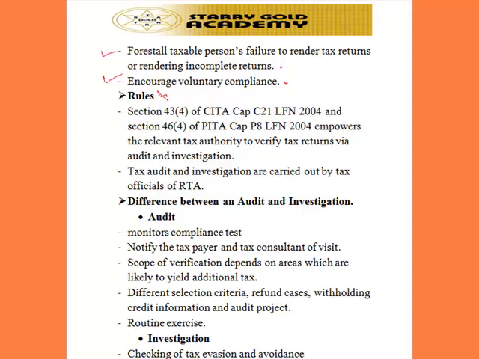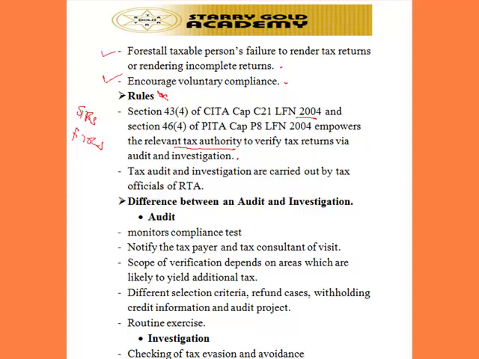Now let's look at the rules. Does tax audit have the backing of the Act itself? Section 43 subsection 4 of Company Income Tax Act Cap C21 Law of the Federation of Nigeria 2004 and Section 46 subsection 4 of Personal Income Tax Act Cap P8 Law of the Federation of Nigeria 2004 empowers the relevant tax authority. When we say the relevant tax authority, that is the State Internal Revenue Service as well as the Federal Inland Revenue Service, to verify tax returns via tax audit and investigation.